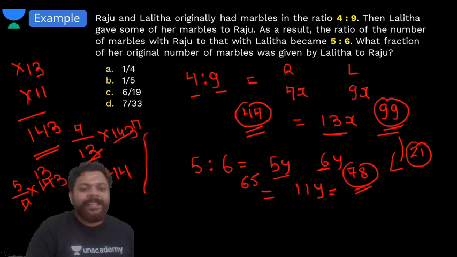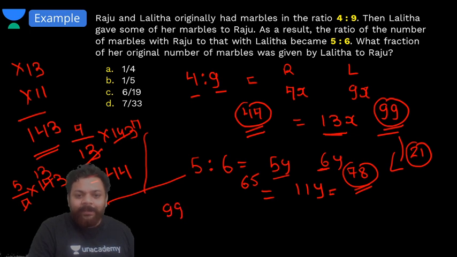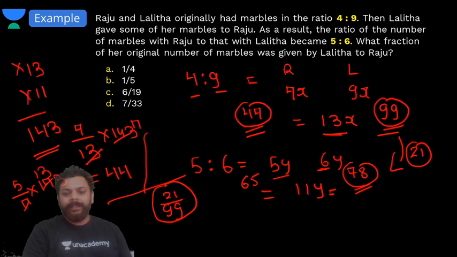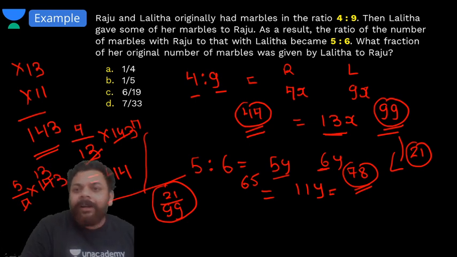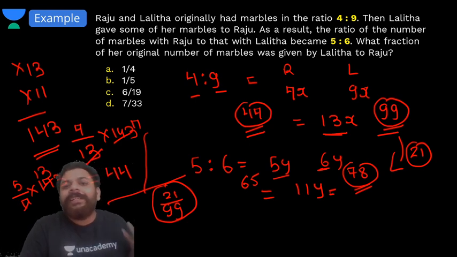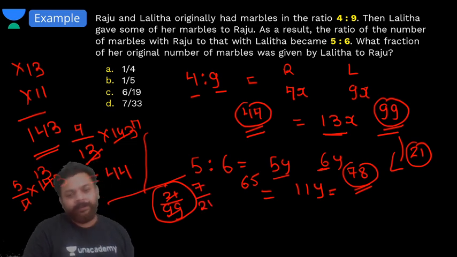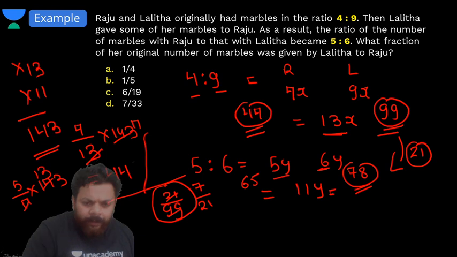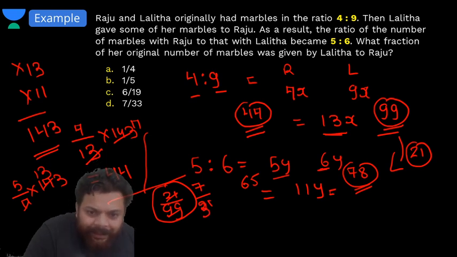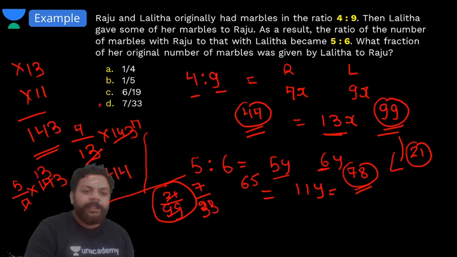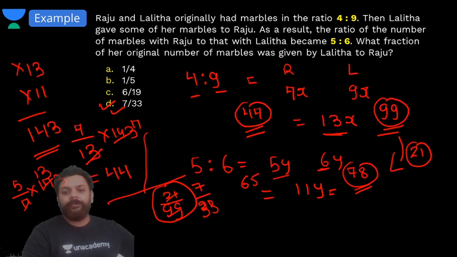Initially Lalita had 99 marbles, out of which she has given 21 marbles. The question asks the fraction of her original number of marbles given by Lalita to Raju. So if I cancel this, the answer would be 7 by 21. Sorry, 7 by 33, which is option B.